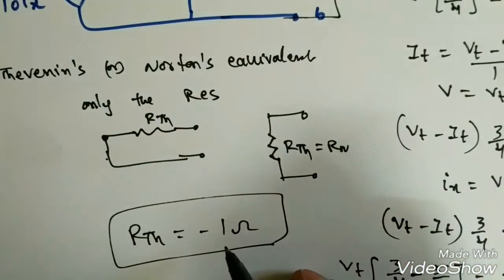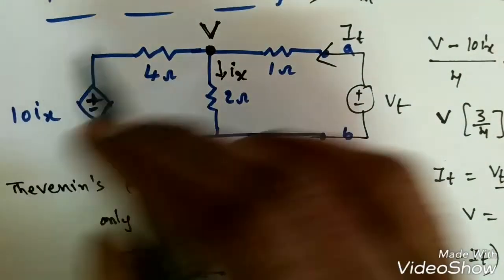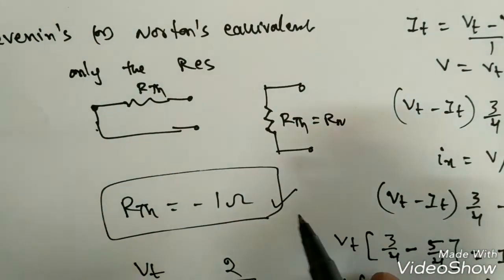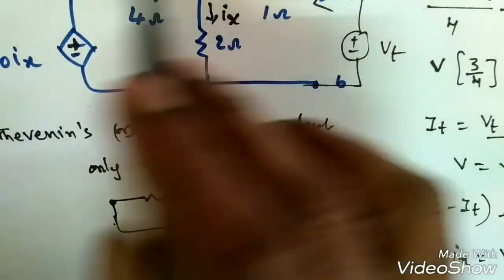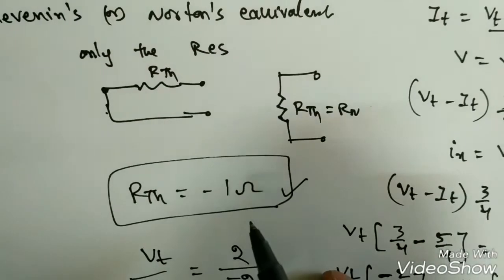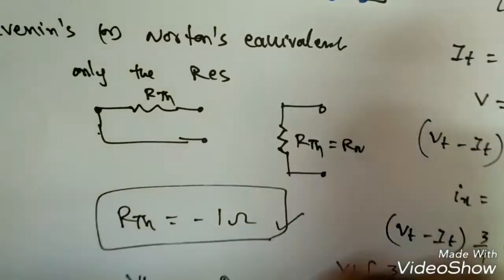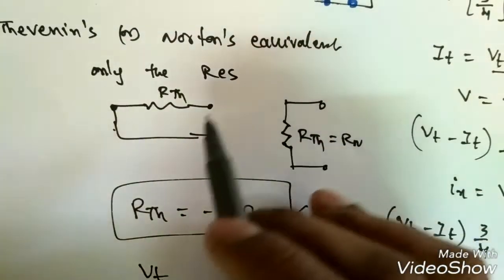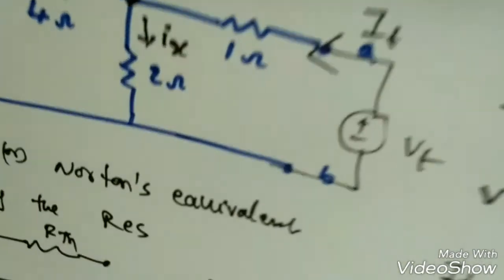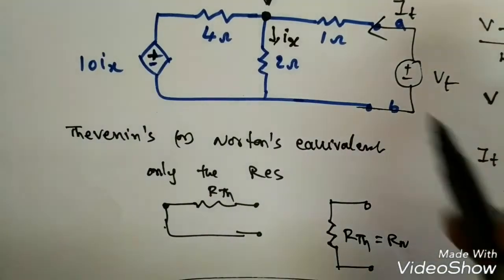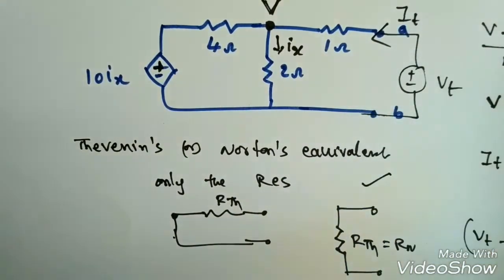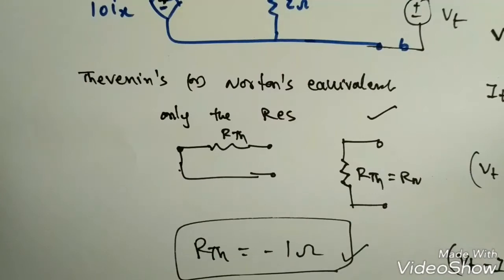Remember, RTH can be negative when there are dependent sources, right? So this is how to find the Thevenin equivalent when only dependent sources are there. In circuits with dependent sources we can have negative resistance also. This type of question, where we get the negative resistance, came in GATE 2018. Remember, whenever only dependent sources are there, apply a test voltage or test current and find Vt by It. That is the equivalent resistance we can find, right?